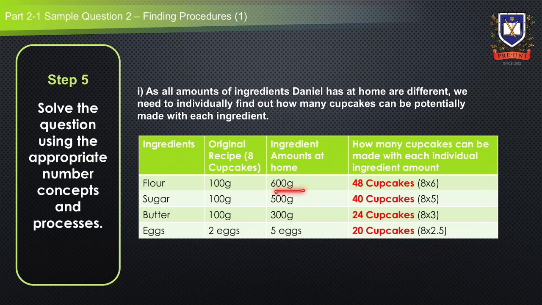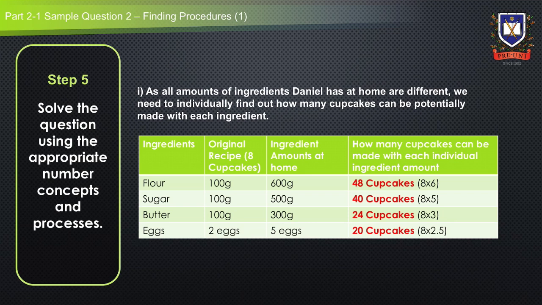Seeing that Daniel has 600 grams of flour at home, there is 6 times the amount of flour needed to make cupcakes. Therefore, we can multiply 6 times 8 cupcakes to find that using 600 grams, we can technically make 48 cupcakes with that amount of flour. This process is then repeated for each ingredient. So we have 500 grams of sugar, which is 5 times the amount that is needed. So technically, with that amount of sugar, we should be able to make 40 cupcakes, and so on and so on.